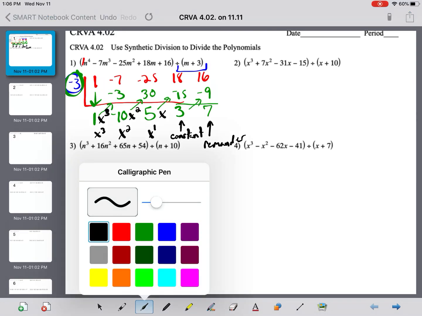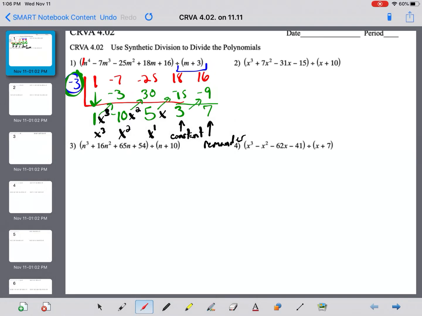Now go back through and sharpen this up a little bit, folks. This 10 right here is negative, so let's make a big minus sign. The 5 after that is positive, so let's put a plus sign. The 3 after that is positive. And the 7 after that is positive, so we're going to write a plus sign. But then the remainder needs to get divided by what you were dividing by, which is m plus 3.